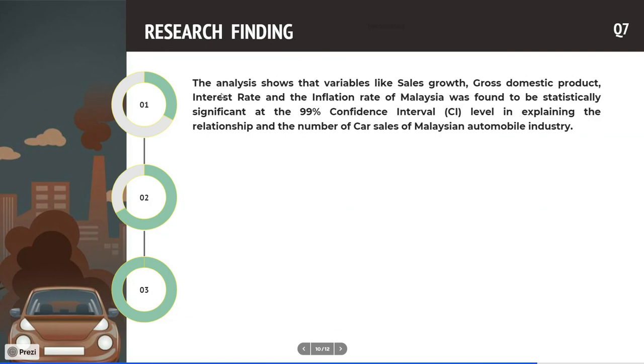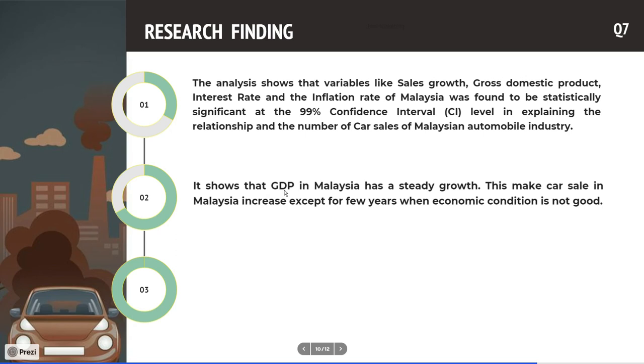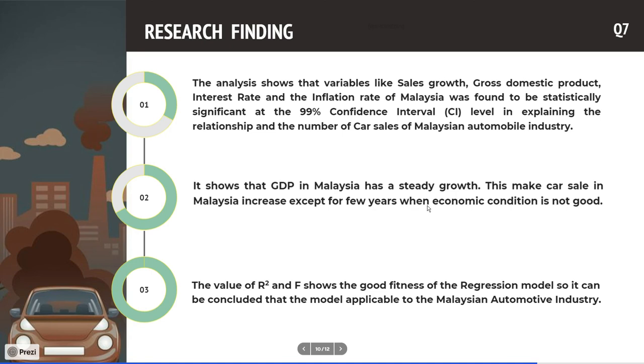Research finding. The analysis shows that variables like sales growth, gross domestic product, interest rate and the inflation rate of Malaysia were found to be statistically significant at the 99% confidence level in explaining the number of car sales of the Malaysian automotive industry. It shows that GDP in Malaysia has a steady growth. This makes car sales in Malaysia increase except for a few years when the economic condition is not good. And the values of R square and F show a good fit of the regression model, so it can be concluded that the model is applicable to the Malaysian automotive industry.